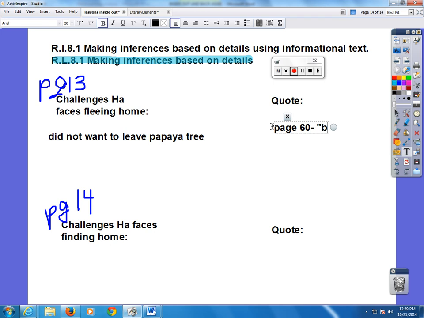Where she says, Brother Vu chops, the head falls. Kind of showing how she felt that the papaya tree was almost a person to her. So that could be a quote. As far as challenges Ha faces while finding home, in the part that you guys are reading, Ha's having a couple of challenges where she is struggling to learn English. So that's what we could say for that.